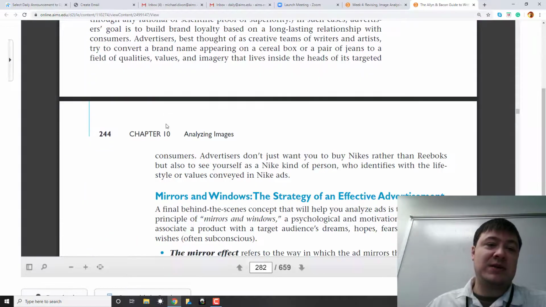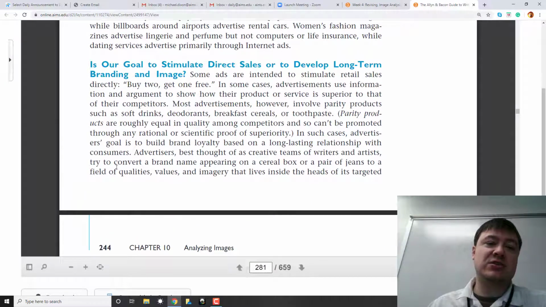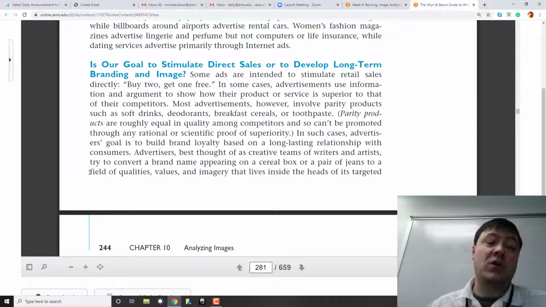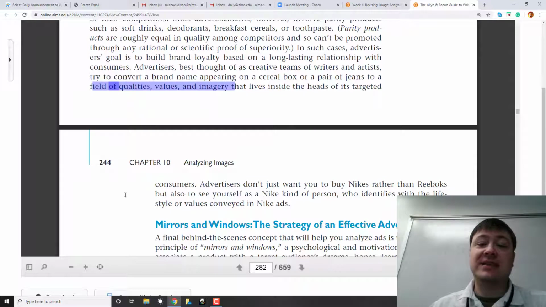Brand image, because this section goes a little bit into how an advertiser creates branding or loyalty. What they're trying to do is align their company or their product with a particular set of qualities, values, and imagery, right, that lives inside the head of targeted consumers. They don't just want you to buy Nikes rather than Reeboks, but to also see yourself as a Nike kind of person.